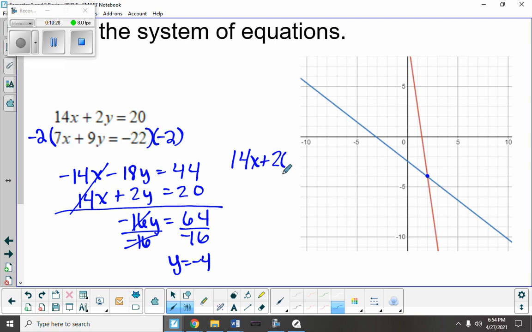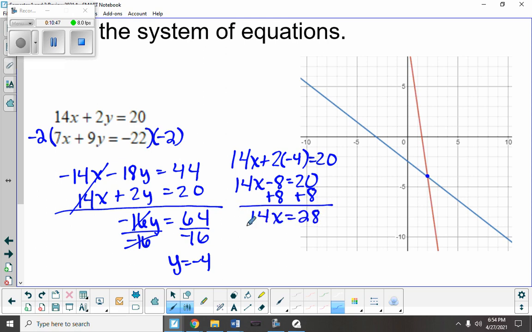So y is negative 4. It doesn't matter which equation. I just like to use the one that I didn't mess with. So I have 14x minus 8 equals 20. 14x equals 28. And then we divide both sides by 14. So x equals 2. So the solution is x is 2, y is negative 4.